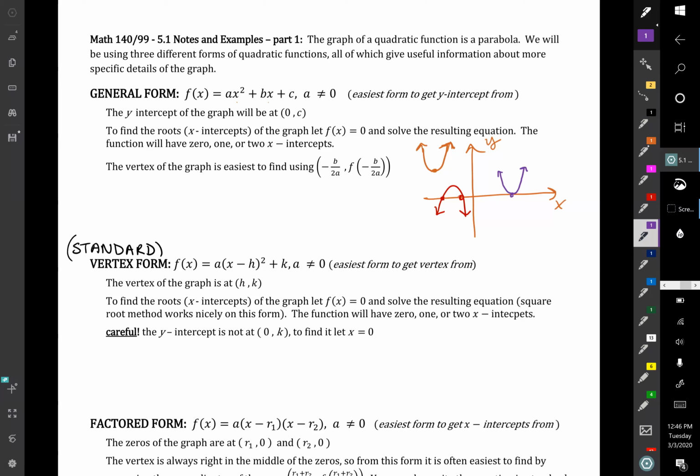The vertex of the graph is easiest to find using this formula here, minus b over 2a. You may have seen that before. And then we would take that input, plug it into the function, and find our corresponding y. So f of minus b over 2a would be our corresponding y. Okay, so I'm going to show you where that comes from.